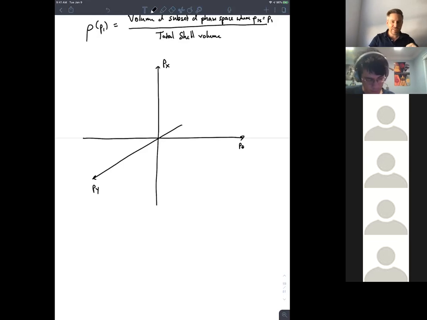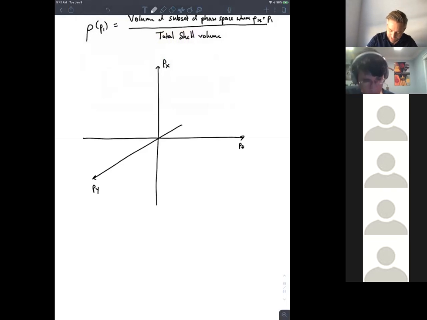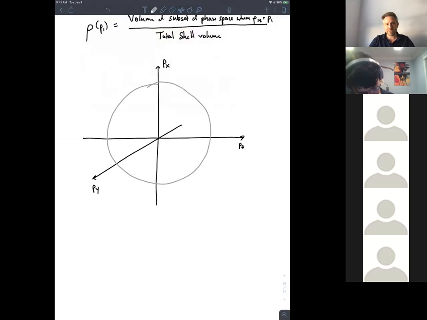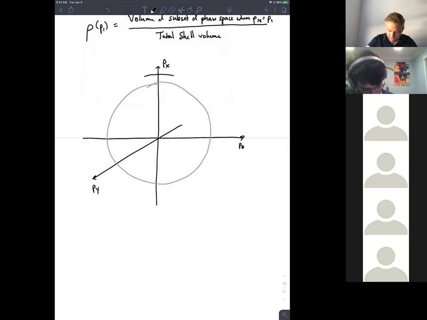But again, the phase space we're interested in is still a sphere. Let me try to draw it. So there's our sphere of radius square root of 2mE naught. And remember, to calculate a volume in this phase space, we're going to kick the radius of this sphere out by a little bit. So we're looking at a spherical shell that looks like this.